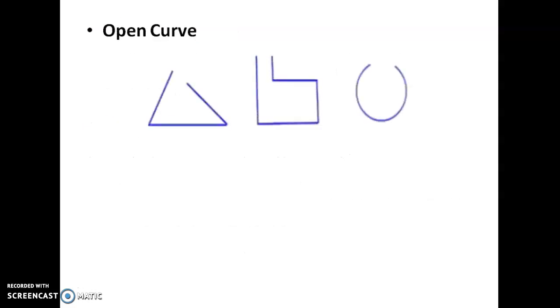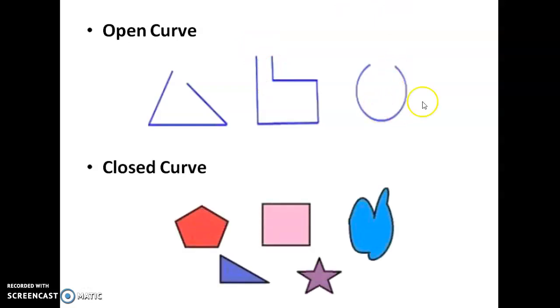Okay, so let's see the open curve. These are open curves because it's not joined. Some opening is there. So these are open curves. Closed curve. So all these figures are closed curves. It can be any straight line or any curve like this. So whatever it can be, these are the closed curves.